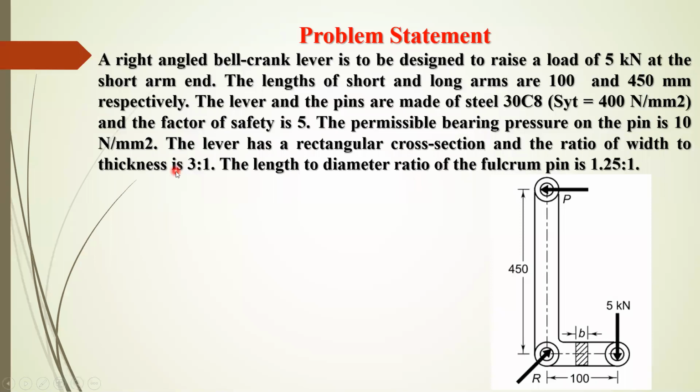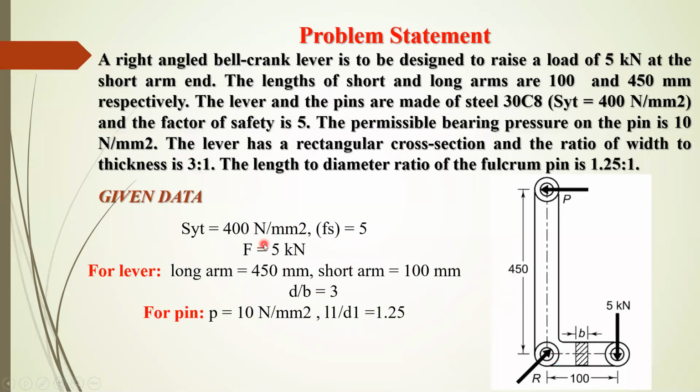So width to thickness ratio is 3:1, and the length to diameter ratio of the fulcrum pin is 1.25:1. Means length divided by diameter of the fulcrum pin is nothing but 1.25. That is given. Here you can see the given data: SYT 400 Newton per mm square, factor of safety is 5.